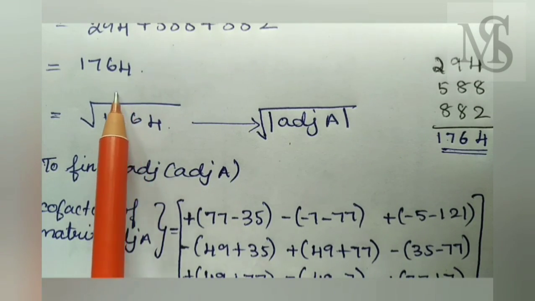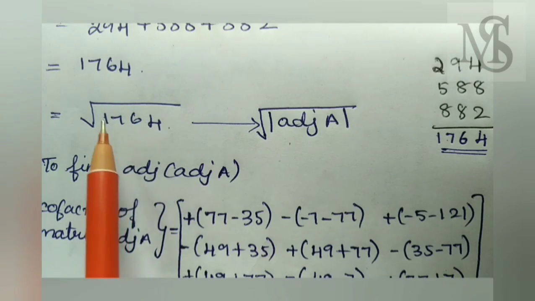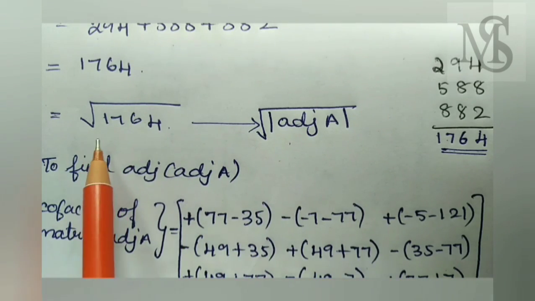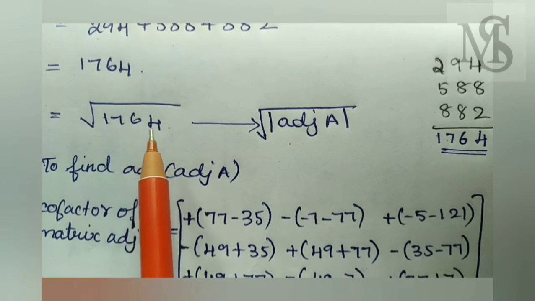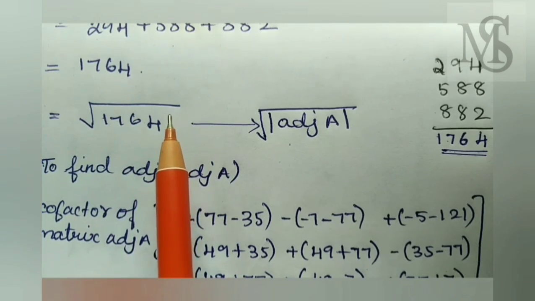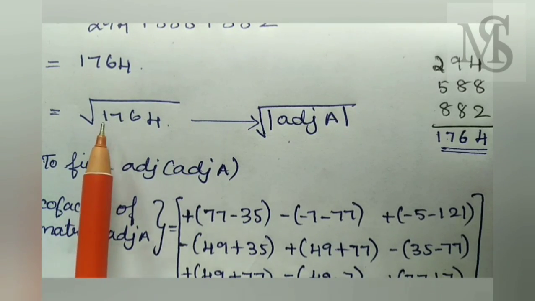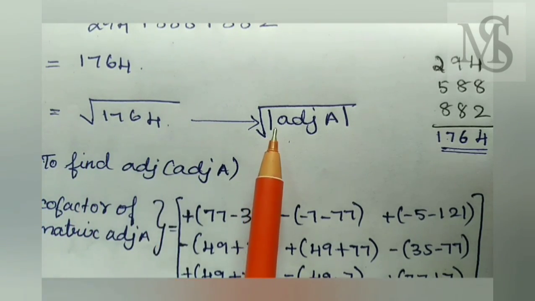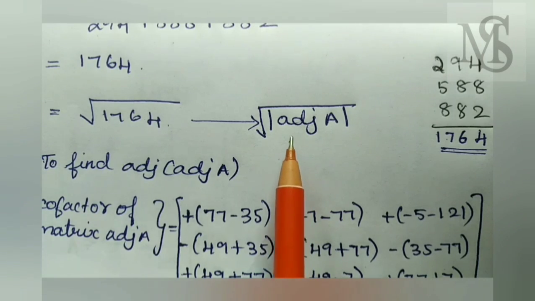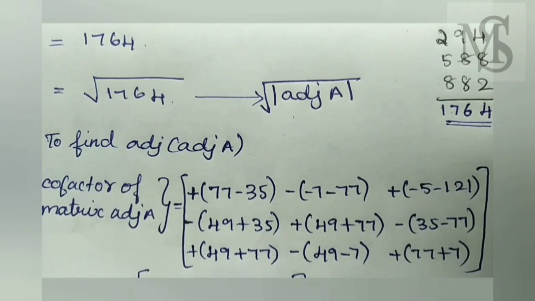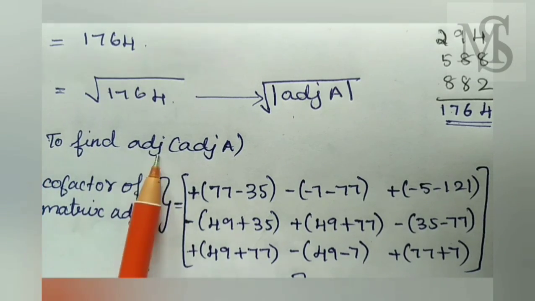So 1764 is the modulus adjoint A. We have to take the root of that value. So the square root of 1764 is the value of root of modulus adjoint A. Next we have to find the value of adjoint of adjoint A.